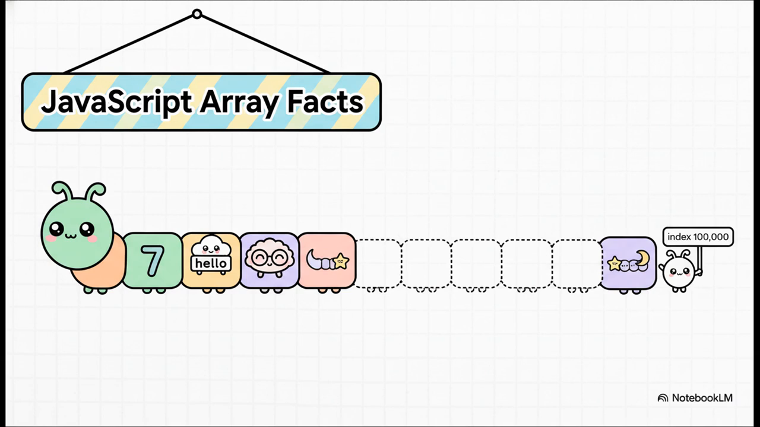Unlike in a lot of other languages, you can mix and match data types, leave empty spots, and they can hold literally anything, even other functions. They're also what we call sparse. So if you put a value at index 100,000, the browser is smart enough not to waste memory on the 99,999 empty slots before it. It's efficient, but yeah, it's also a little strange.